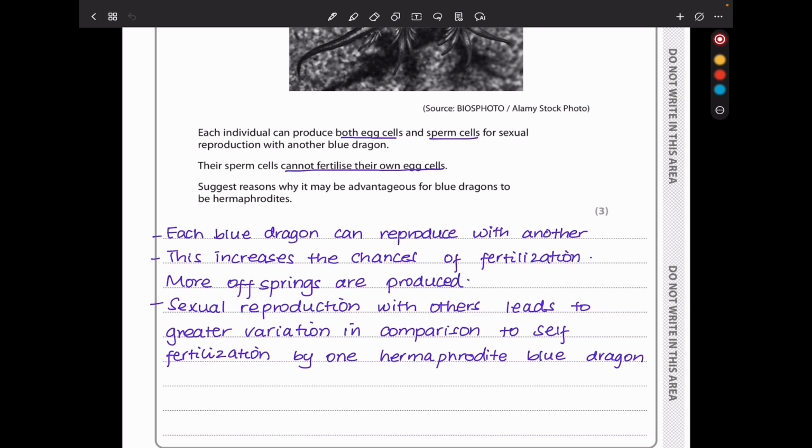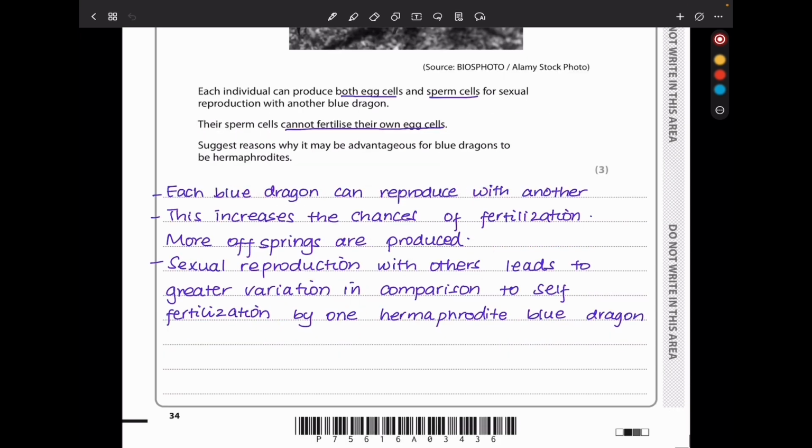Because they are hermaphrodites, any blue dragon can mate or reproduce with any other blue dragon, and this is going to increase their chances of fertilization to pass on their genes to the offsprings. So I said each blue dragon can reproduce with another, and this increases the chances of fertilization, so more offsprings are produced. And since they carry out sexual reproduction, that sexual reproduction with others leads to greater variation in comparison to self-fertilization by one hermaphrodite blue dragon.